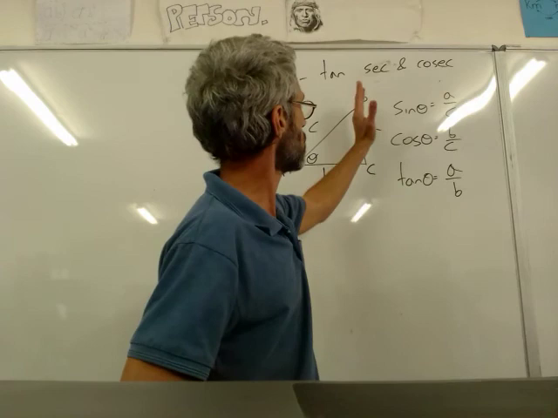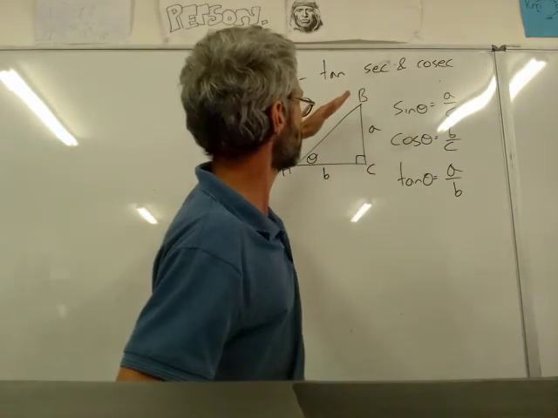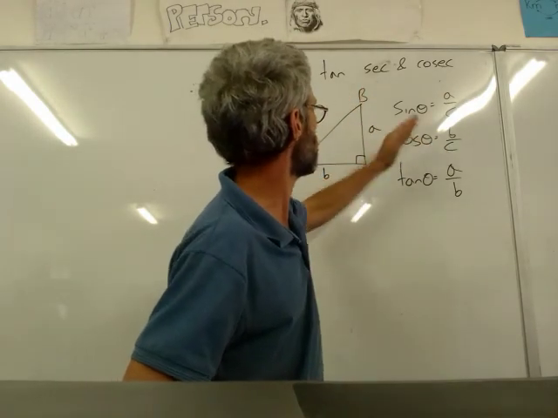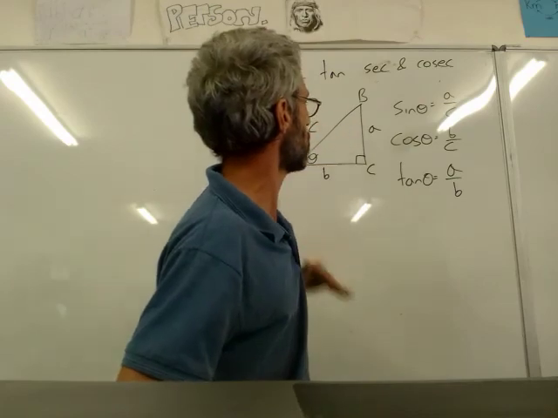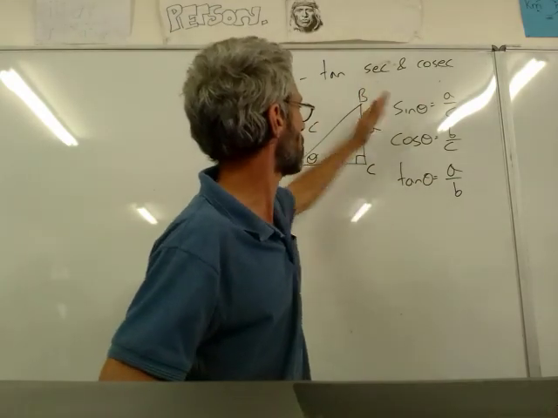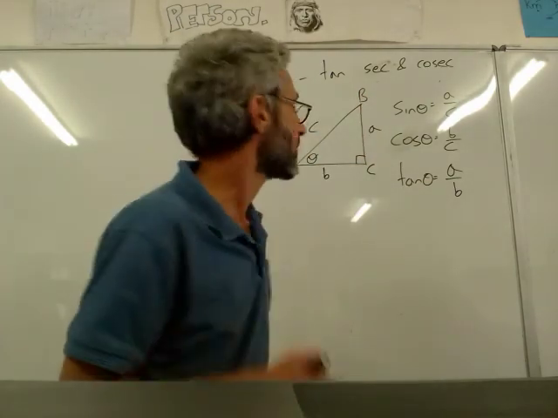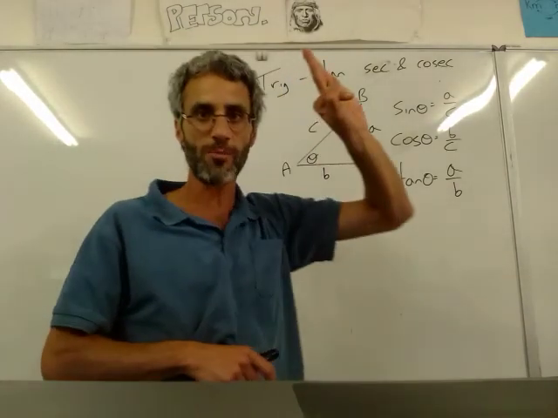Sine theta is the opposite divided by the hypotenuse. Cosine theta is B over C, the adjacent over C, and tan is the opposite divided by adjacent. Okay, now we're going to introduce three more.